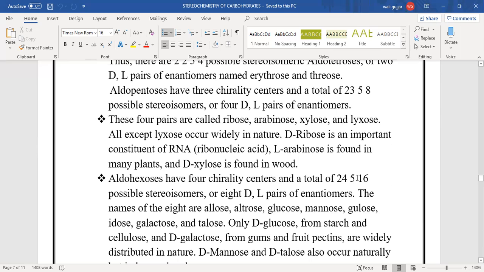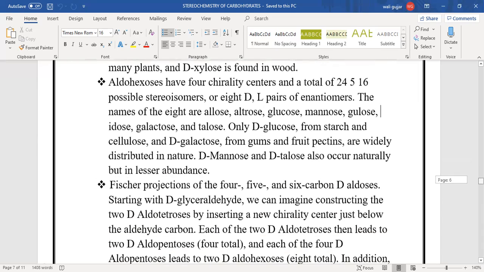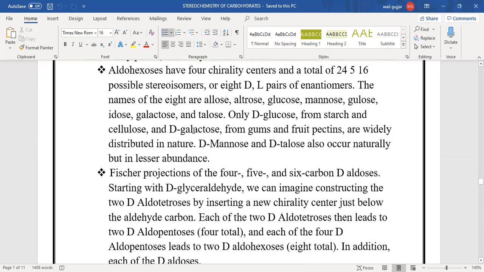Aldohexoses have four chirality centers and a total of 2^4 = 16 possible stereoisomers, or 8 DL pairs of enantiomers. The names of the 8 are allose, altrose, glucose, and so on. Only D-glucose from starch and cellulose and D-galactose from gums and fruit pectins are widely distributed in nature. Actually, these are their extraction sources. D-mannose and D-talose also occur naturally, but in lesser abundance than others.